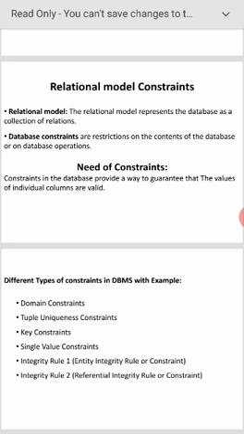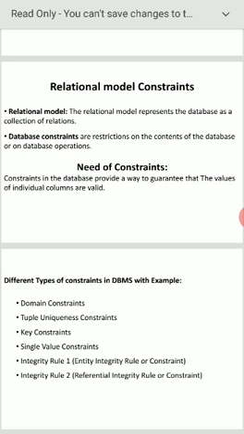Already I gave an example. Register number, name, class and remarks. 1A, BCA. Second one, I will leave the register number blank. B, BCA. It is not allowed. This is integrity rule 1. Primary key should not be null. It should have the value. It should contain the value. That is integrity rule 1.